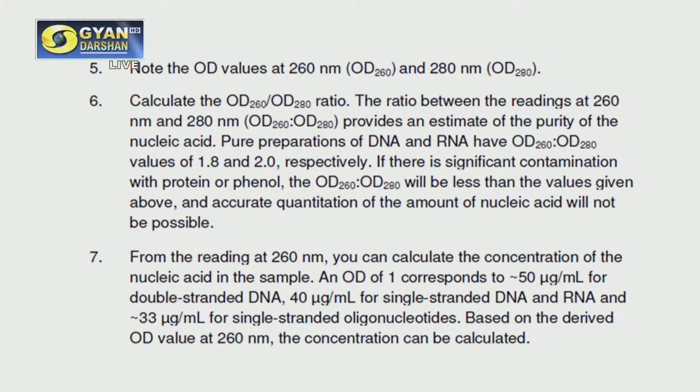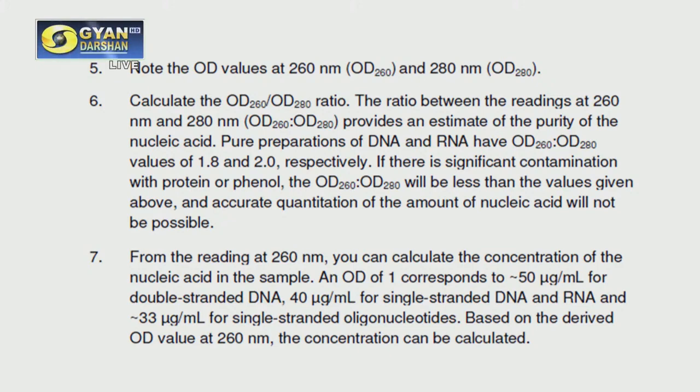So from this 260 to 280 value, it is very important that you get an idea. And OD equal to 1 at 260 nanometer means 50 microgram per ml. So from that you can calculate the concentration. If the OD value at 260 nanometer is 0.5, then it should be half, that is 25 microgram per ml. Accordingly, based on the absorbance you have got, you can calculate the concentration of the double-stranded plasmid DNA.